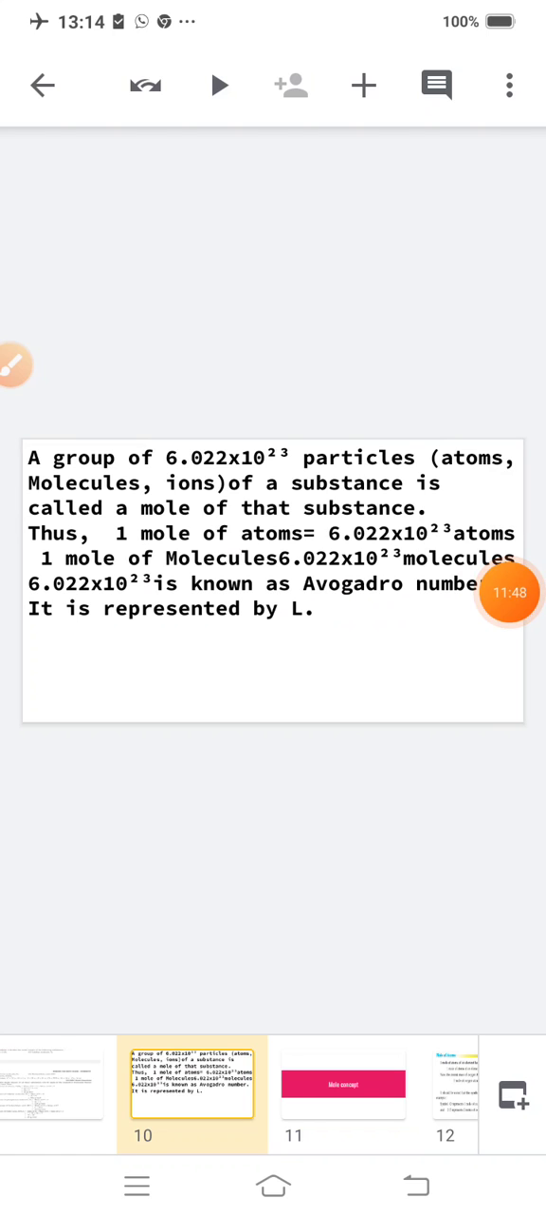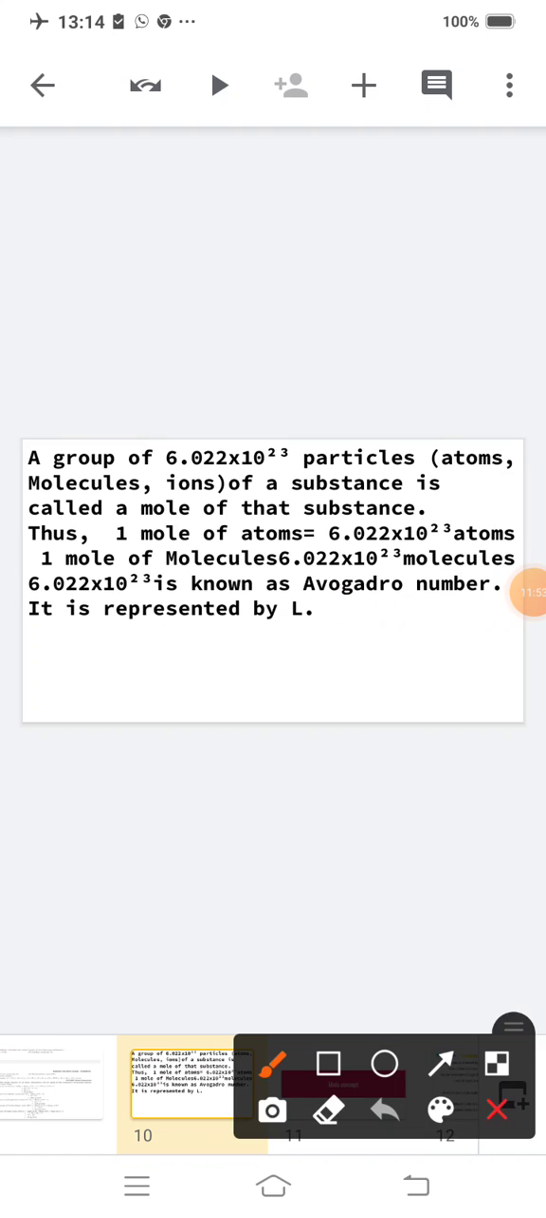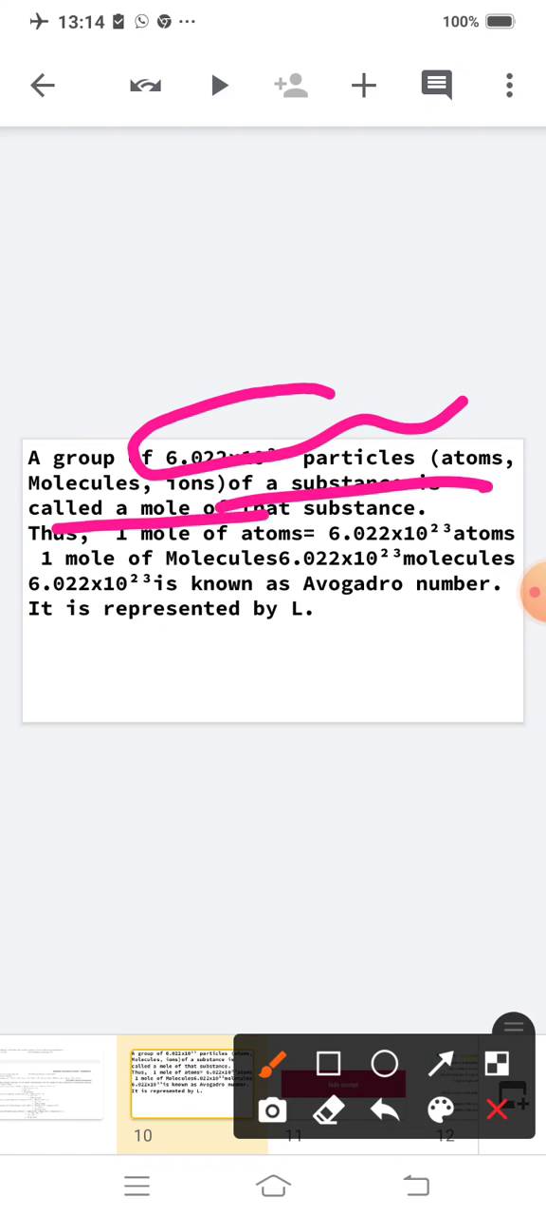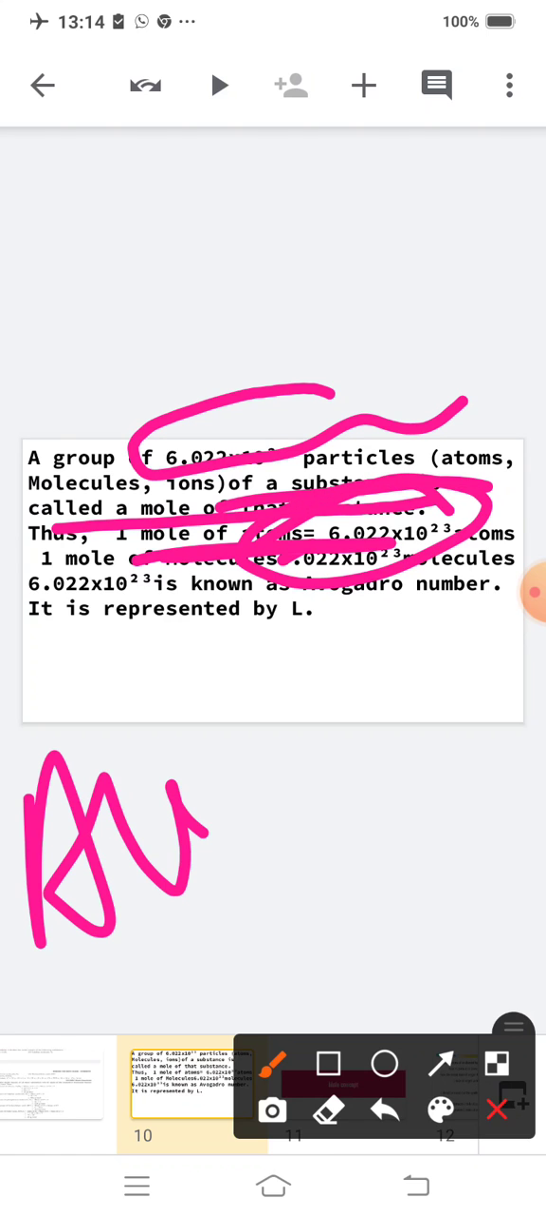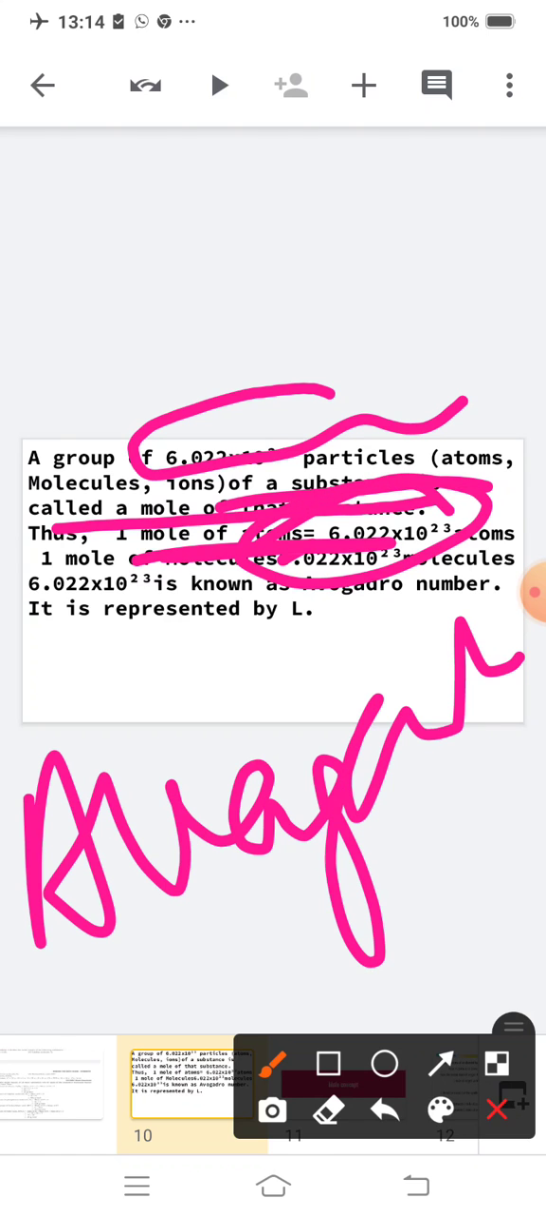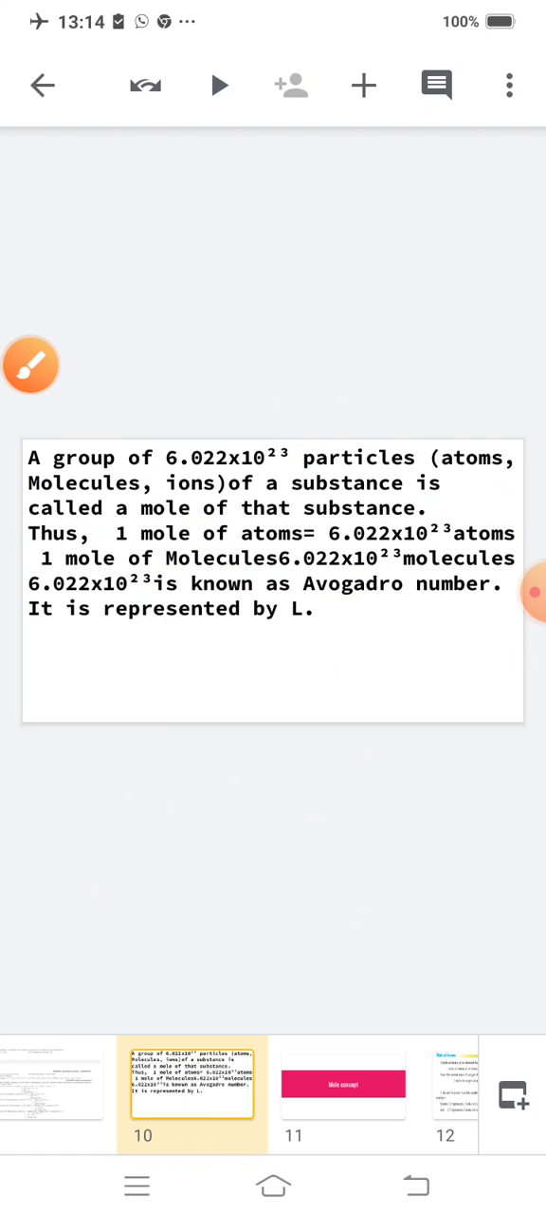Before starting mole concept, basically a group of 6.022 × 10^23 particles of a substance is called a mole of that substance. Hence, 1 mole of atoms is equal to how many atoms? 6.022 × 10^23 atoms. And this number is known as the Avogadro number, and it is represented by L.